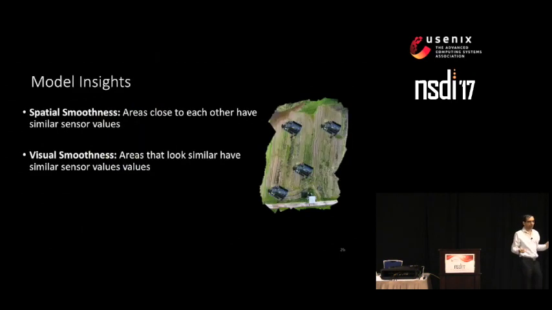To do that, we want to model two insights. One, we want to model spatial smoothness. These are natural processes, right? They are smooth in space. So areas that are close to each other should have similar sensor values. And the second insight that we want to model is visual smoothness. That is, areas that look similar should have similar sensor values. If you look at the top left of this graph, you can see that this part is clearly very wet. And that's exactly what we want to capture by this visual smoothness metric.